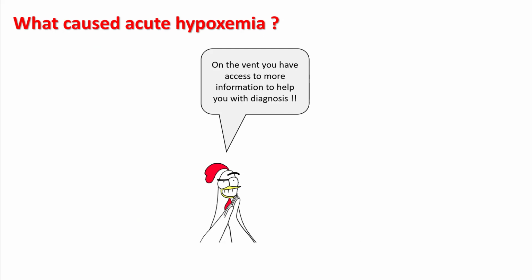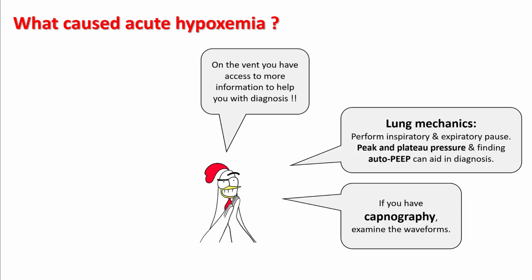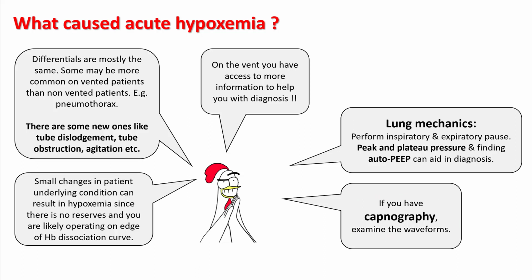On a ventilator, you have more access to information than in a non-ventilated patient, which makes diagnosis a little bit easier. You can look at the lung mechanics and perform inspiratory and expiratory pauses, and these can tell you about the resistive and elastic components of the circuit and help you in diagnosis. If you have capnography, examine the waveforms. That will help you as well.